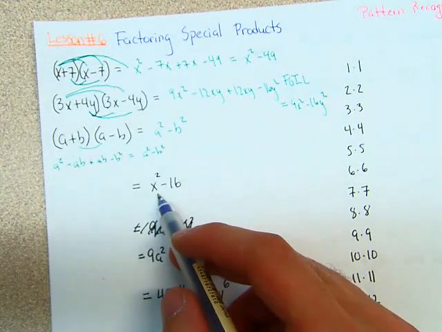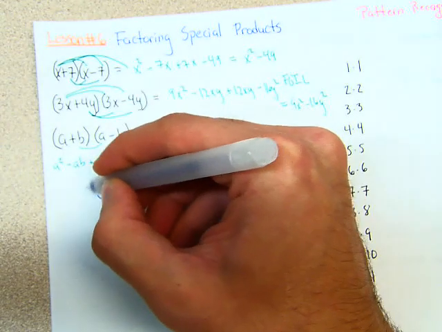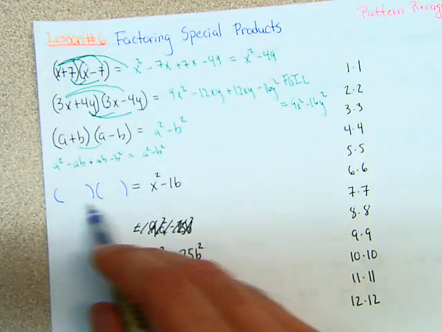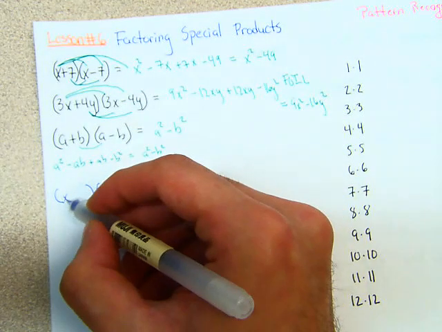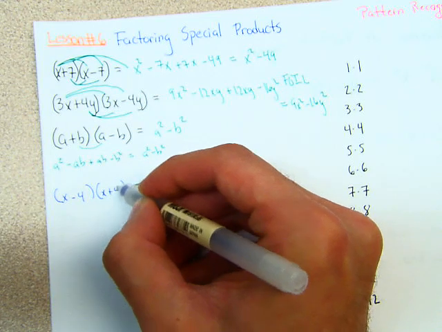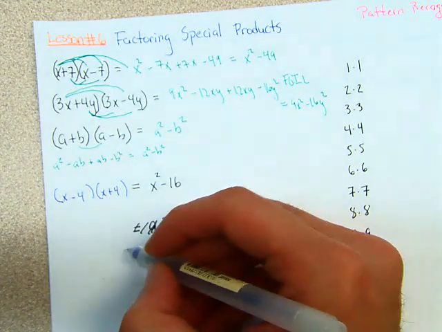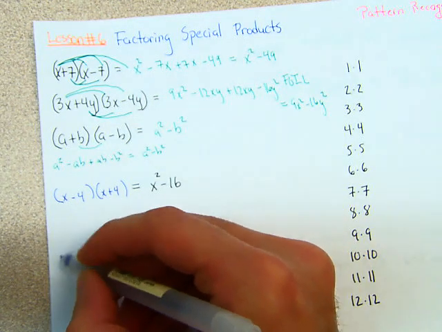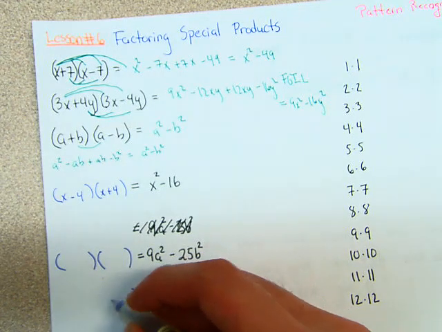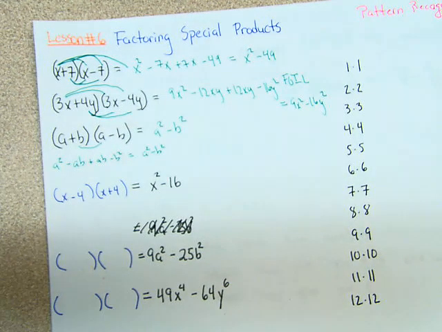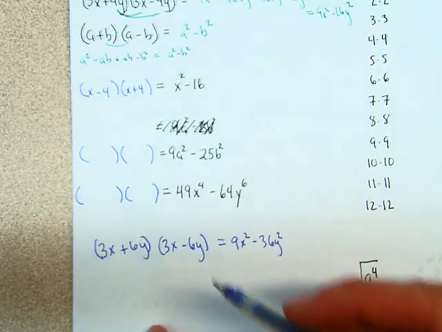For example, if we have x squared minus 16, what are the two binomials that will give us x squared minus 16, right? It'll be x minus 4, x plus 4, okay? What about this one? Why don't you take a second and try and think about it. Pause the video and try and figure out these two. What would be the two binomials that give us this?